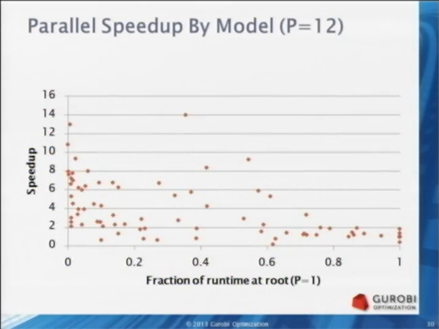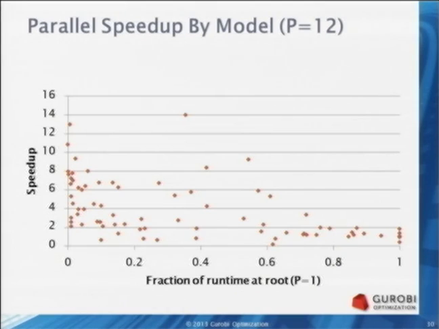Let me go back to the previous set of numbers and present them in a different way. Again, one point per model in the data set. In this case, the x-axis shows the fraction of the runtime that's spent at the root node when run on one processor. So 1.0 means all of the time was spent at the root node. Down here means a small fraction. Again, what you see, of course, is that if you spend a large fraction of your runtime at the root node, there's not going to be a lot of opportunities for parallelism, assuming that you can't parallelize the root effectively. I'll get back to that.